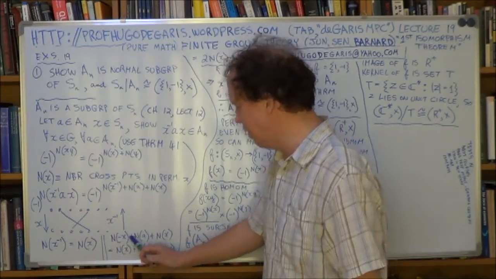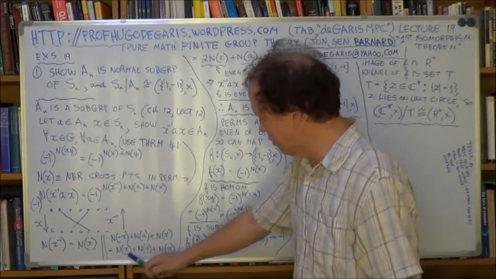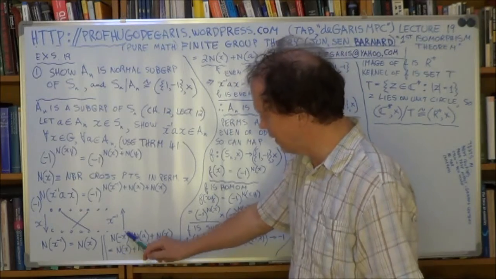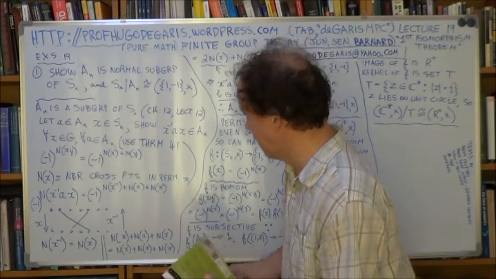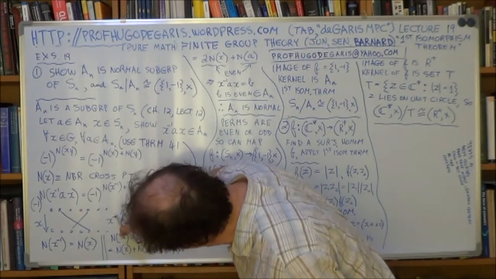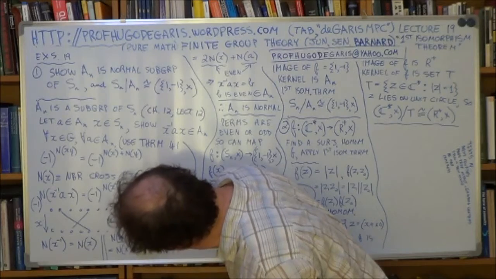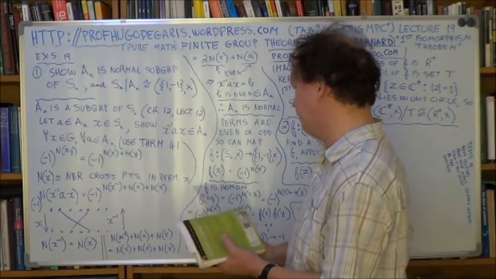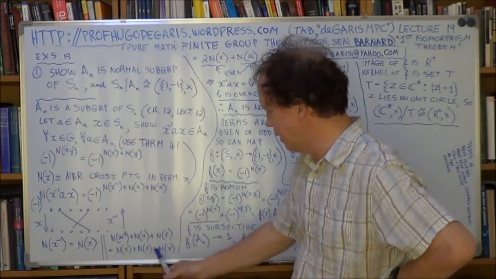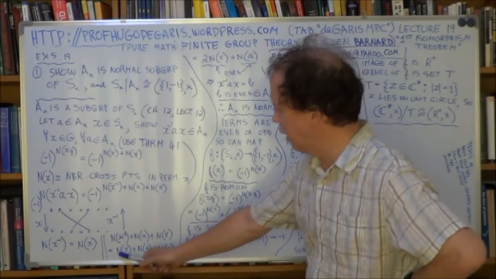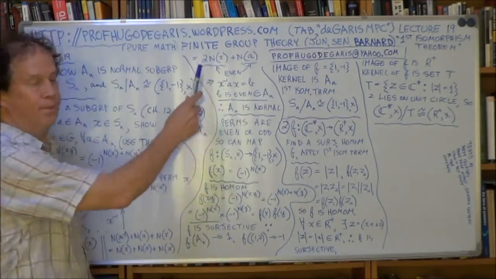All right. So we can rewrite this exponent here this way. So n of minus x, oh, sorry, n of x inverse, it's just n of x. Okay, so we now have two of these n of x's here.